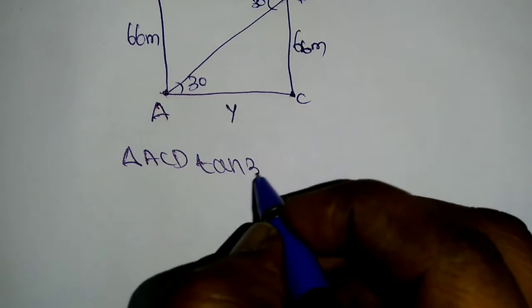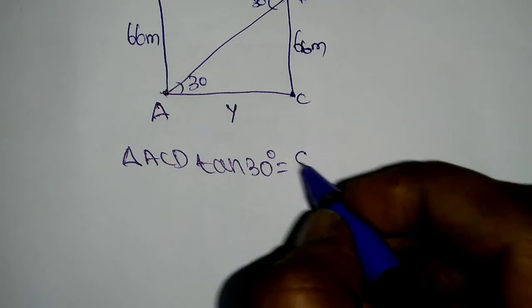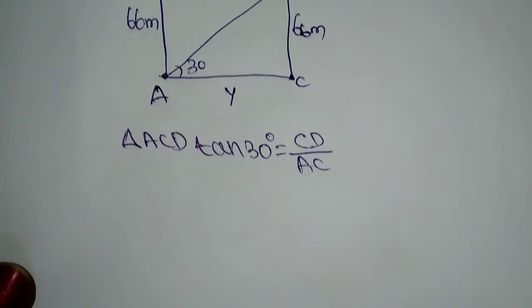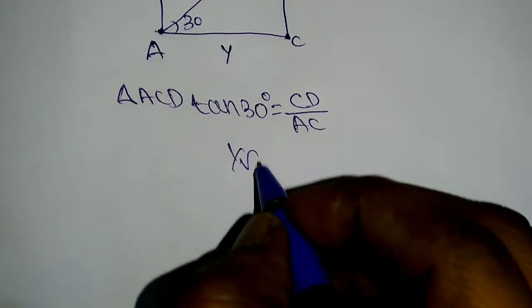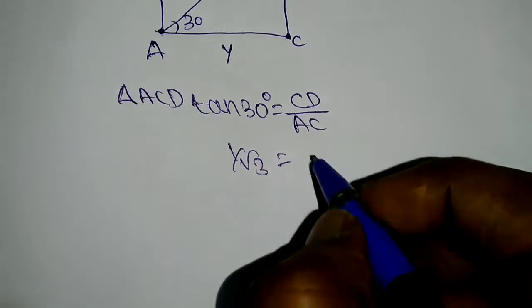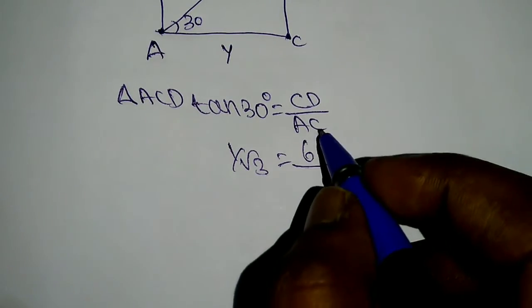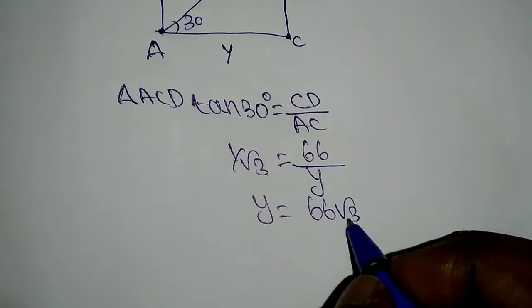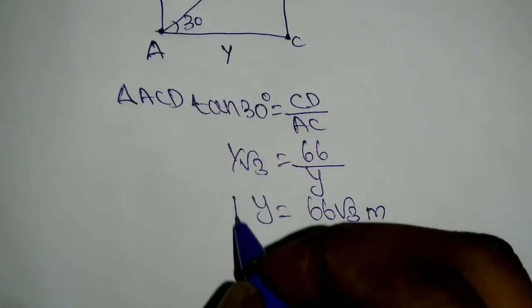we get tan 30 degrees equal to CD divided by AC. So tan 30 degree is 1 by root 3 is equal to CD is 66 meter and AC is y. So y is equal to 66 into root 3 meter. Okay.